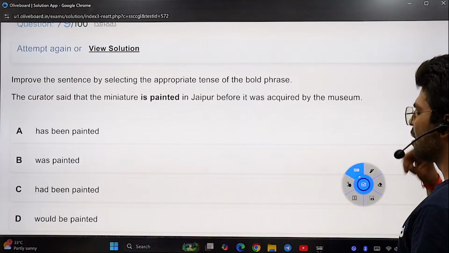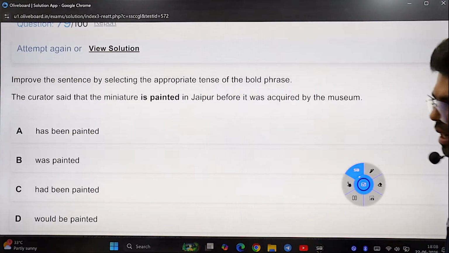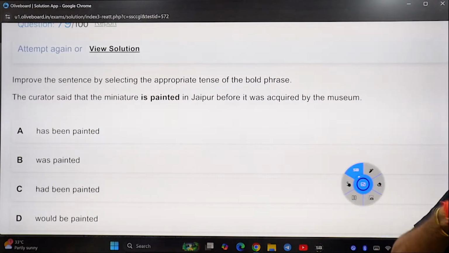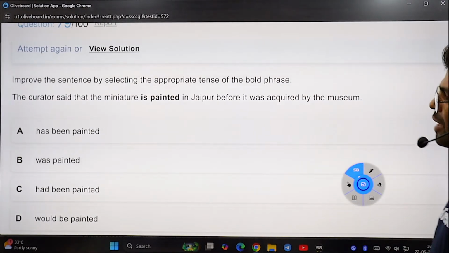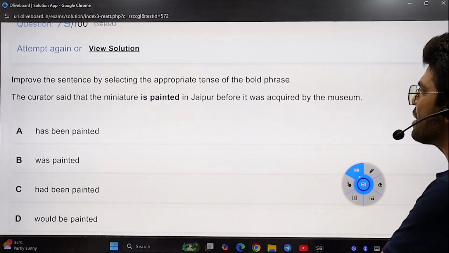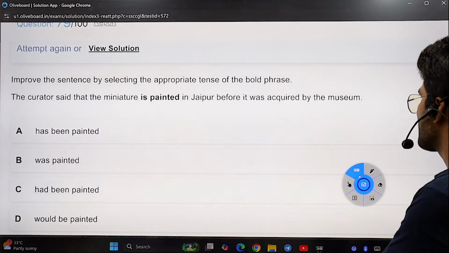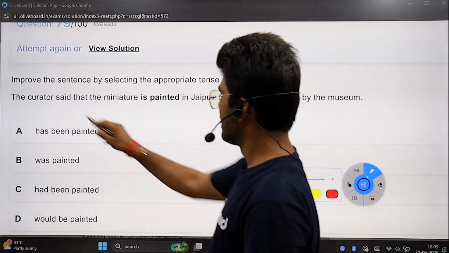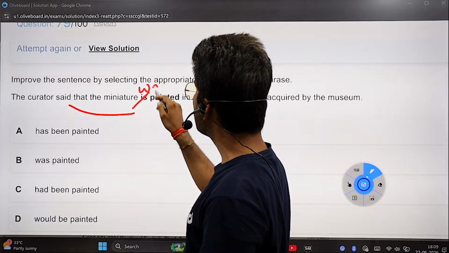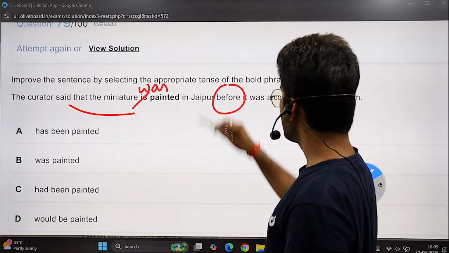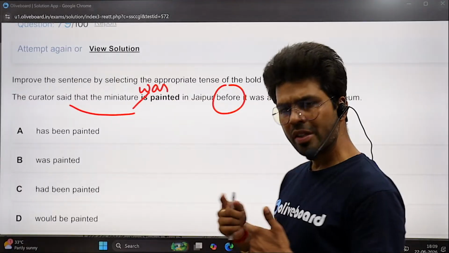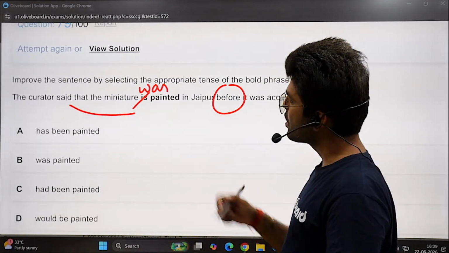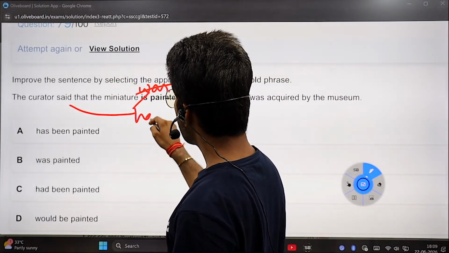I used a little extra brain, had to pay the price, stay in the limits. I'm saying this to myself. The curator said that the miniature is painted in Jaipur before it was acquired by the museum. Obviously, the situation belongs to past, so it should be in past, was painted. And we have before here. All of us know before. In the previous set, there was another sentence such. Before takes the perfect tone, so not was painted, had been painted.